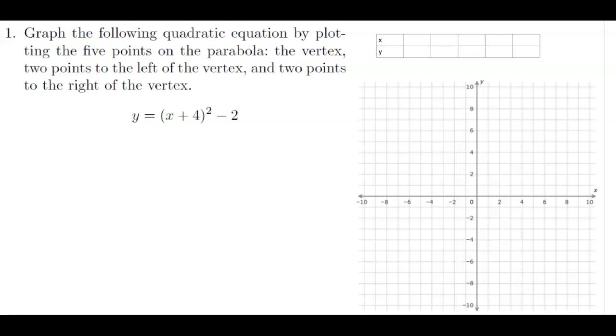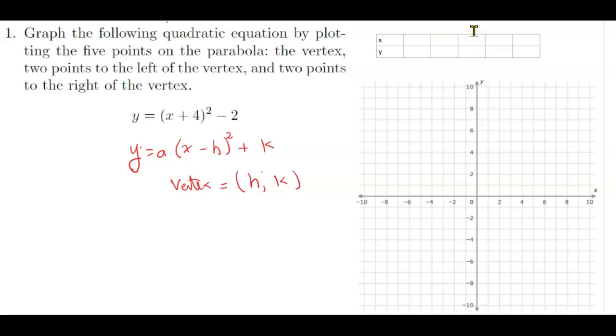Alright, so for the first question, we want to graph a parabola by plotting or identifying 5 points, right? So the middle one should be your vertex. For this purpose, you need to know your formula. The formula is y equals a times (x minus h) squared plus k. So the vertex would have the coordinates h and k.